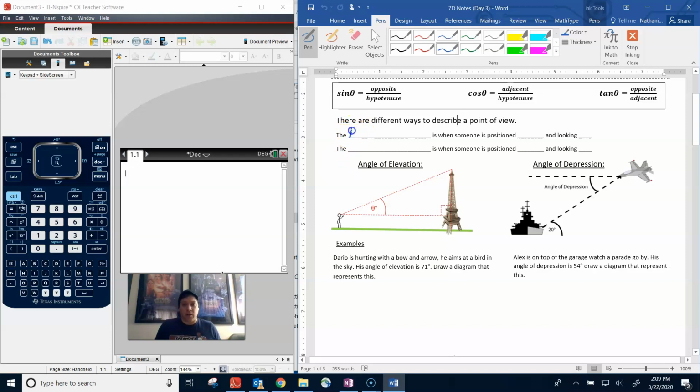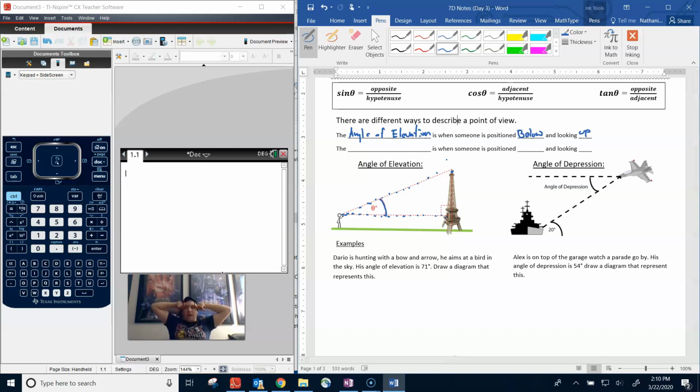We're going to talk about the angle of elevation. The angle of elevation is when someone is positioned below and looking up. So for instance, if you're on the ground like this person here in this photo, looking up at the top of the tower, it kind of creates an angle of elevation because you look at your horizontal eyesight to what you're looking at, then you have to look up at it. So it's kind of about looking straight, then up. So you're looking at the angle from here to here. How much is that angle? That would be your angle of elevation.